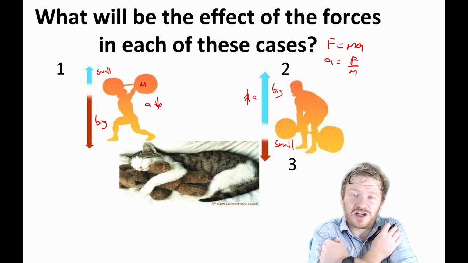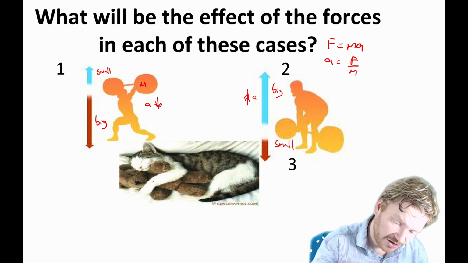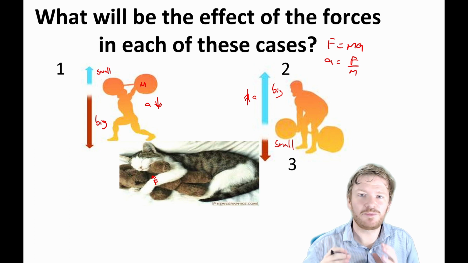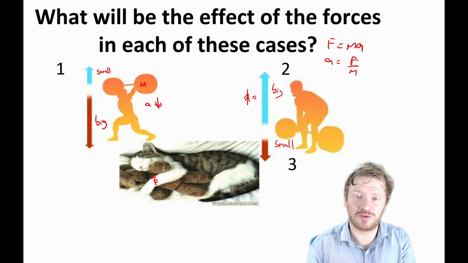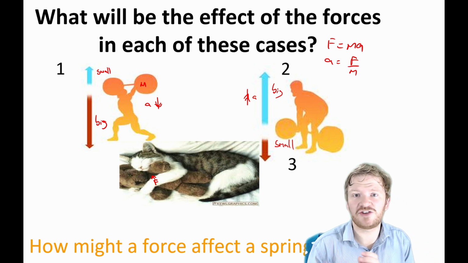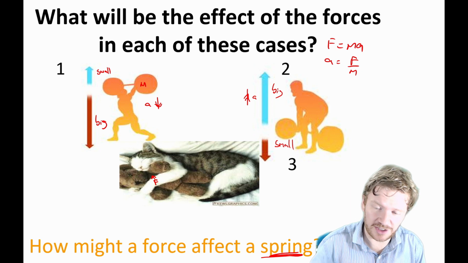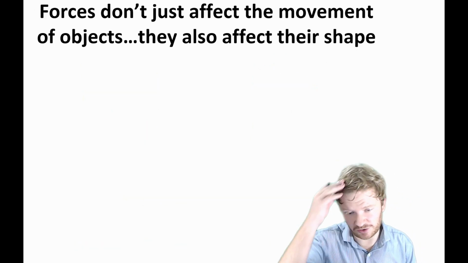But this cat loves to cuddle a teddy bear. And when it cuddles it, it's applying a force to it. So there's a force between the cat's paws and the teddy bear, but it doesn't accelerate the teddy bear. The teddy bear doesn't start to move. What happens? Well, a force can actually change the shape of something. And in today's lesson, we're going to be thinking mainly about springs.